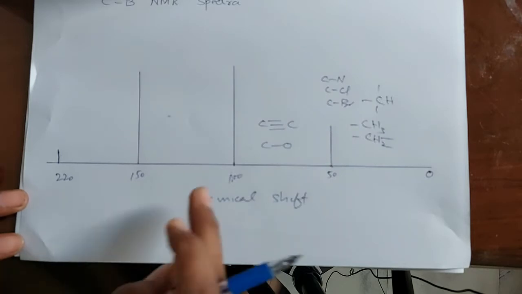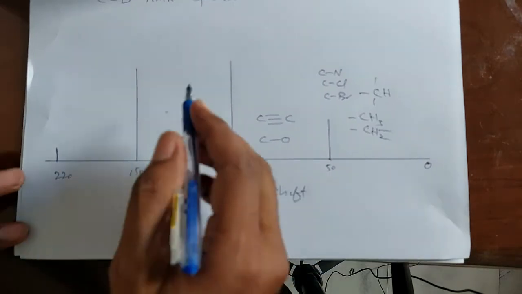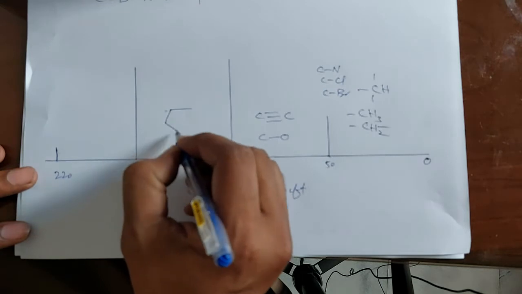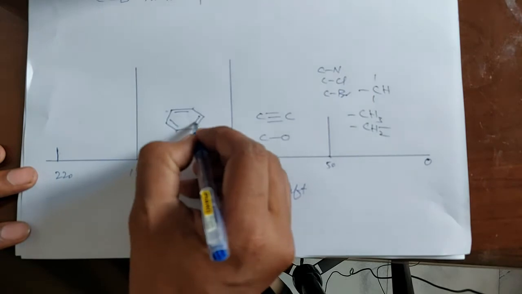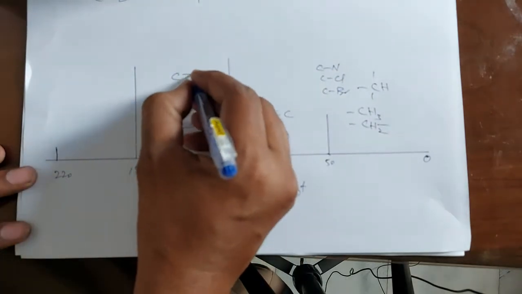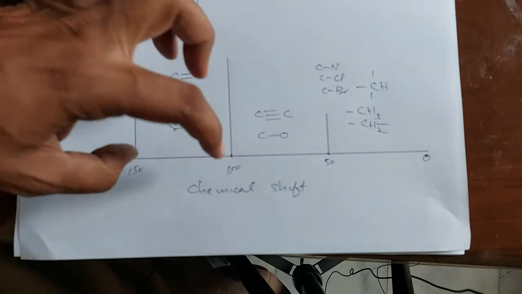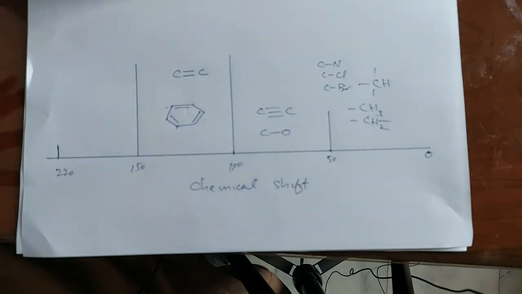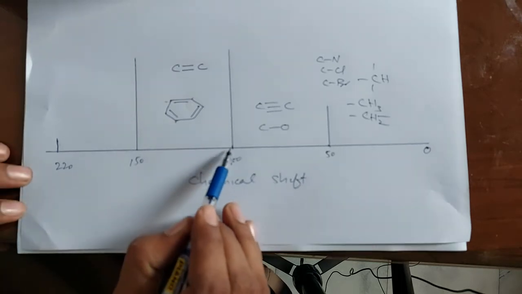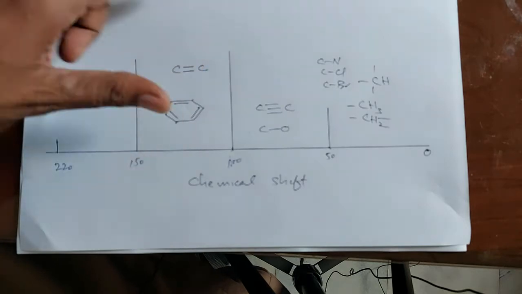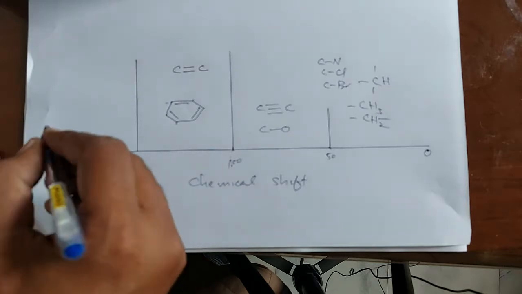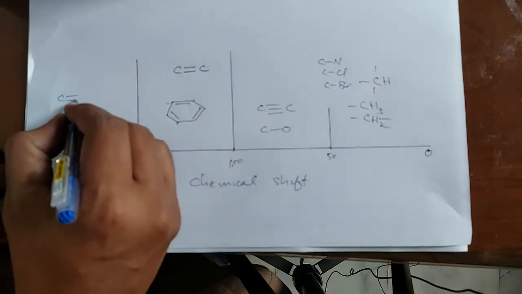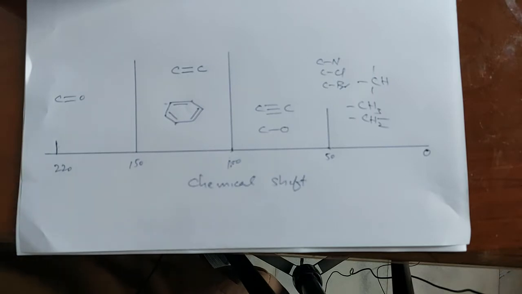And again, between 100 to 150 is the aromatic part, like this benzene, or any of the double bonded carbons. They will appear between 100 to 150, in different ranges depending upon the chemical shifts. And at about 220, the carbonyl peak will appear in this region. It depends.